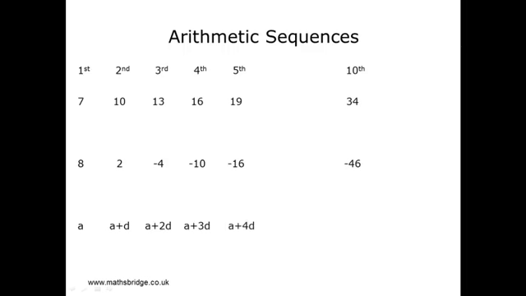Now if we have a look at what's happening here, notice that we add d for the second term, we add 2d for the third term, we add 3d for the fourth term, and so on. And so we can deduce from this that for the nth term, for the general term, we end up with a plus (n minus 1)d. This is the general case for the nth term of an arithmetic sequence. It's an important general result and one that you should commit to memory.